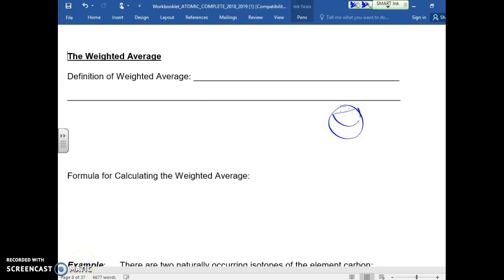Welcome to lesson number 5 in the atomic theory unit. We're going to deal with the weighted average. Having talked about isotopes, we're now in a position to discuss something called the weighted average.